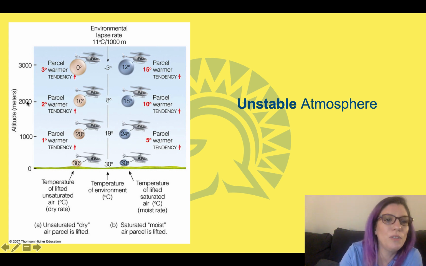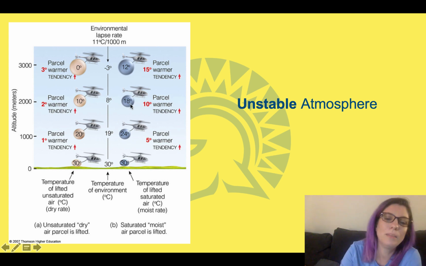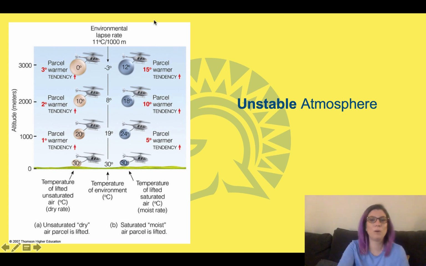So if you look at this 2,000 meter level right here, if we rise it dry adiabatically, it's going to end up being 10 degrees, which is 2 degrees warmer than the environment, which is 8 degrees. If we rise it moist adiabatically, then it's going to be 18 degrees, which is 10 degrees warmer than the 8 degrees. So regardless, it's always going to be warmer than the outside temperature. What that means is that air parcel is going to want to keep rising. It'll probably start towing that helicopter with it instead of the helicopter pulling it up.